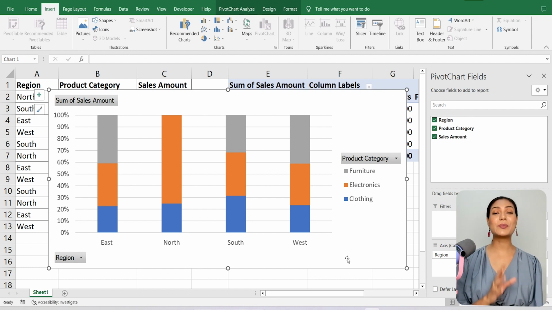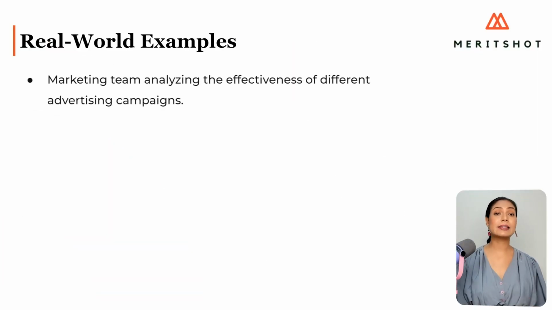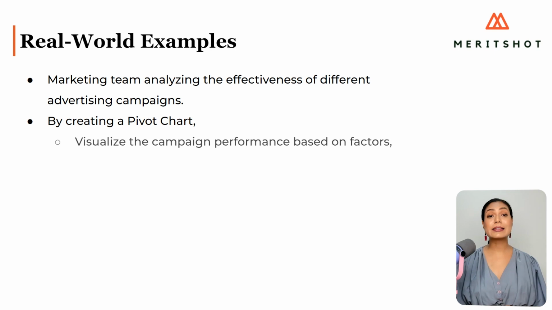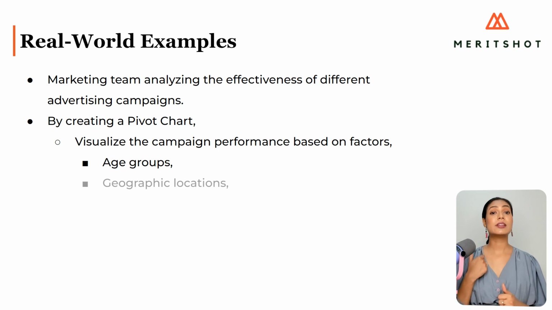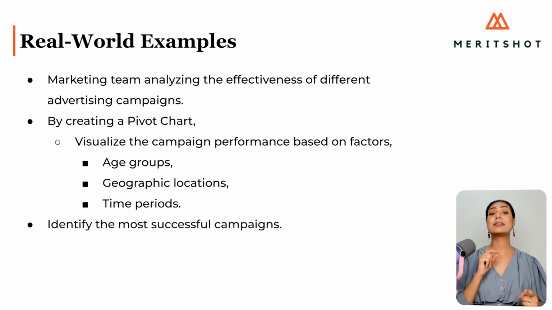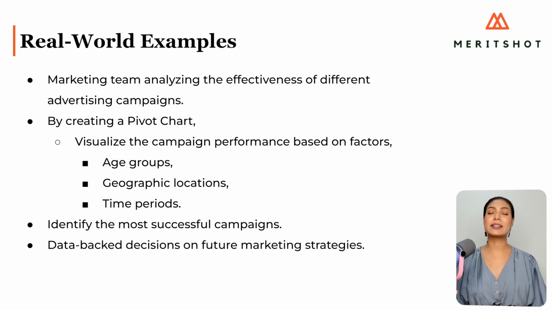Now, let us explore some real-world examples where pivot charts can be very, very useful. Consider a marketing team analyzing the effectiveness of different advertising campaigns across various demographics. By creating a pivot chart, they can visualize the campaign performance based on factors such as age, geographic location, or even time periods. This allows them to identify the most successful campaigns and make data-backed decisions on future marketing strategies.